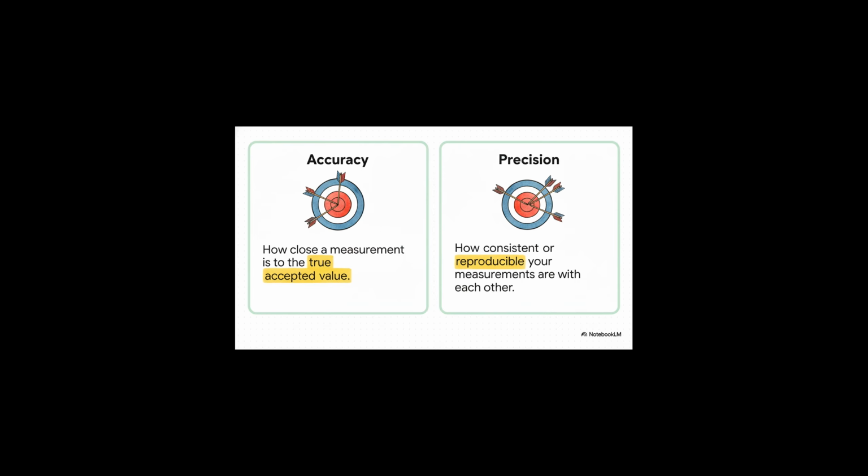Now, let's quickly clear up two words that get mixed up all the time: accuracy and precision. Think of it like throwing darts. Accuracy is how close you get to the bullseye. Precision is how tightly you can group your darts together, even if that group isn't on the bullseye. So you can be really precise without being accurate. Of course, in science, the goal is to be both.